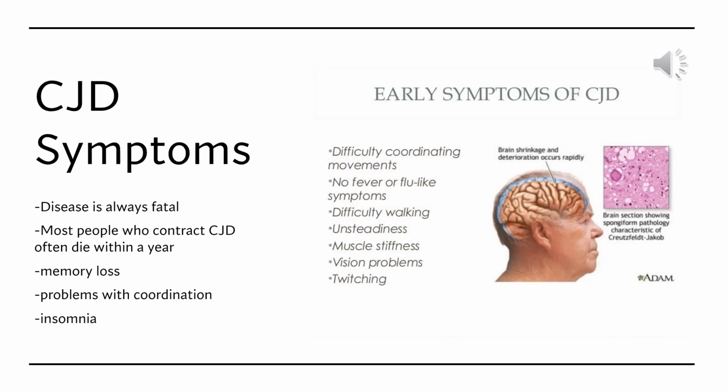CJD symptoms. This disease is always fatal. Most people who contract CJD will often die within a year of being diagnosed. The average person will live around 6 to 7 months before passing away. A common symptom is memory loss, problems with coordination and insomnia, and then some people even have muscle stiffness and vision problems.